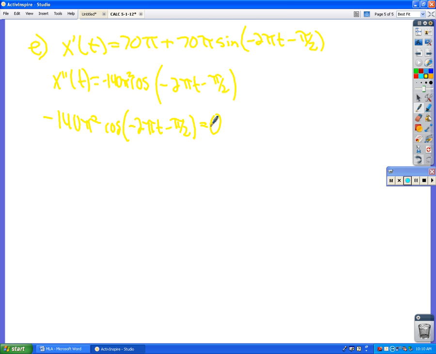What do you want to do first? Divide by negative 140 pi squared, right?